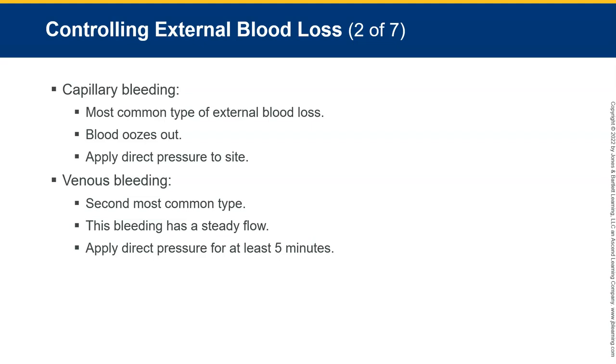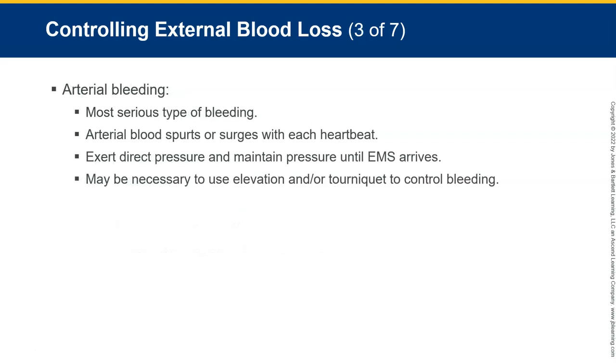Now, venous bleeding, second most common type of bleeding, has a steady flow, so it just kind of comes on out. Apply direct pressure for a few minutes. It tells you 5 minutes. Apply some direct pressure for several minutes, and typically it's going to take care of things, unless, like we talked about, people are on blood thinners or have some clotting issues. But let's get on to arterial.